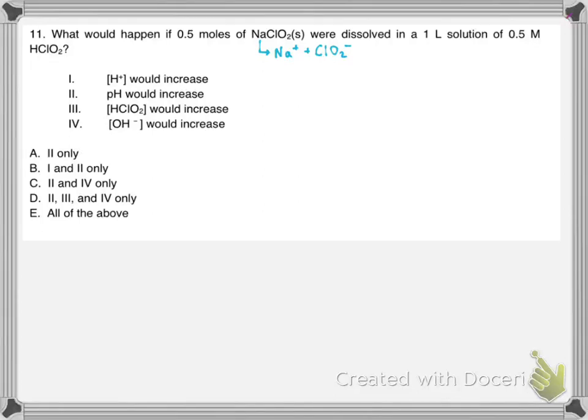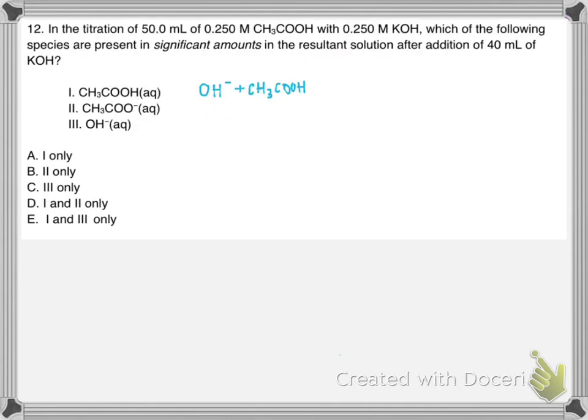So here in number 11, we're asking ourselves, what would happen if we add half a mole into a liter of solution that has 0.5 molar HClO2? So I'm going to start by writing the reaction that's pertinent to the solution we already have. The solution we already have is this 0.5 molar HClO2, and HClO2 is a weak acid.